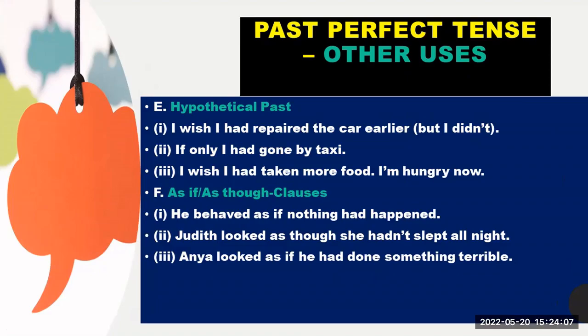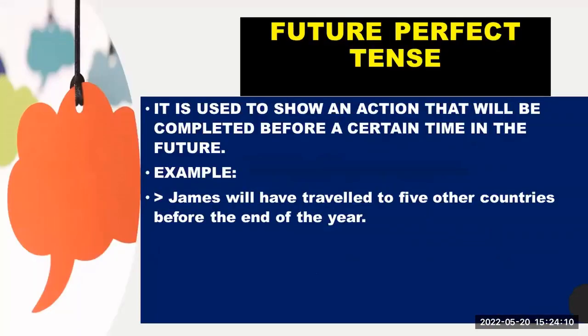Now, we have looked at this, and let's now look at the future perfect tense. The future perfect tense is used to show an action that will be completed before a certain time or before a certain action in the future. For example, James will have traveled to 5 other countries before the end of the year. We are now looking into the future, and we are looking at what will have happened by the end of the year as regards James's travels. All right. So we say James will have. Now, will have is what we have as the future perfect tense.